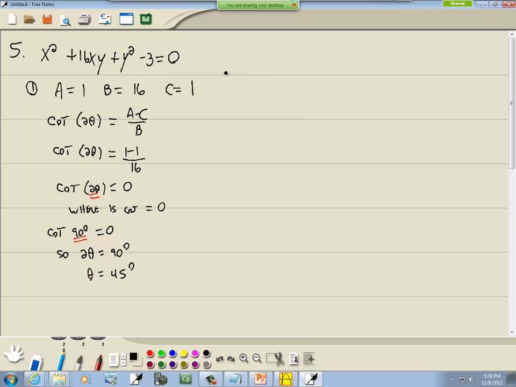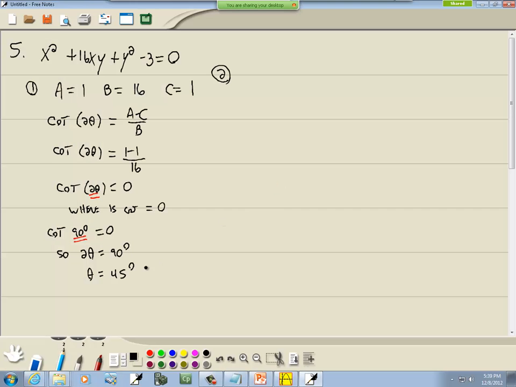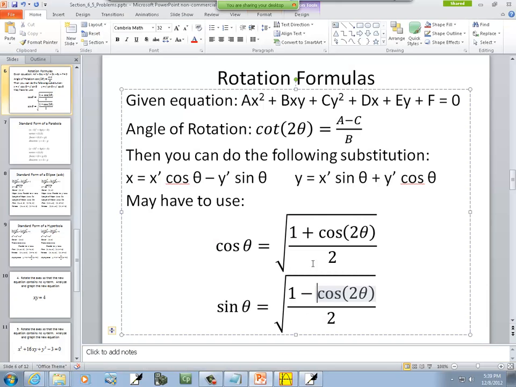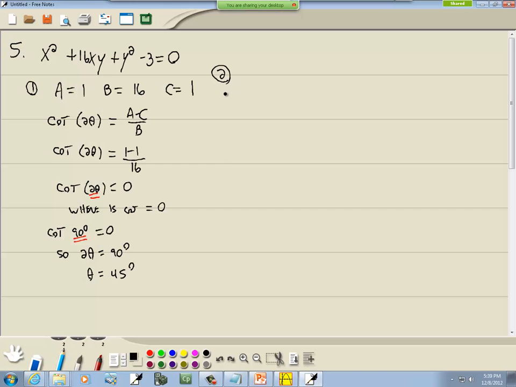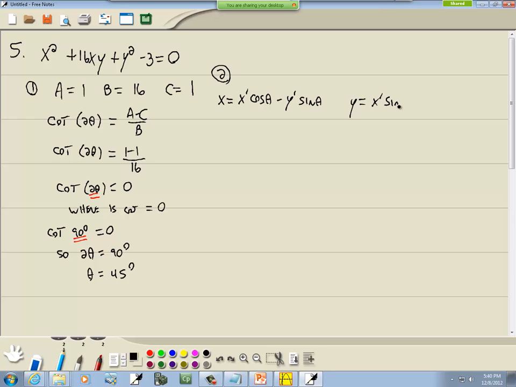Okay, let's figure out our substitution formulas now. Got these right here. Now, when this is a nice angle that's on the unit circle, then you just plug it in and you get it. If it's not on the unit circle, that's where we use these bottom formulas, and we'll get to those. So we're going to have x is equal to x prime cosine theta minus y prime sine theta. And we got y is equal to x prime sine theta plus y prime cosine theta.